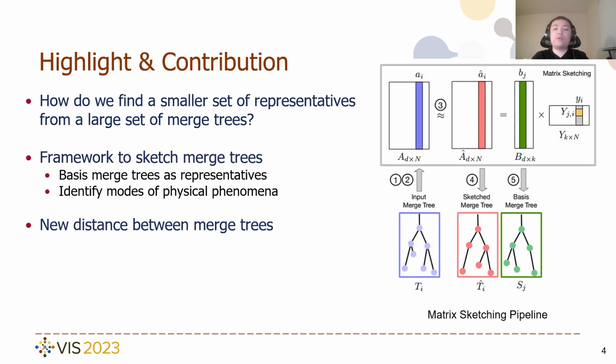Here is our research question. How do we find a smaller set of representatives from a large set of merge trees? Our solution is a framework that applies matrix sketching to sketch merge trees. The key idea is that the basis vectors we choose for matrix sketching can serve as representative merge trees, which correspond to modes of physical phenomena. We also introduce a new distance between merge trees in our framework.